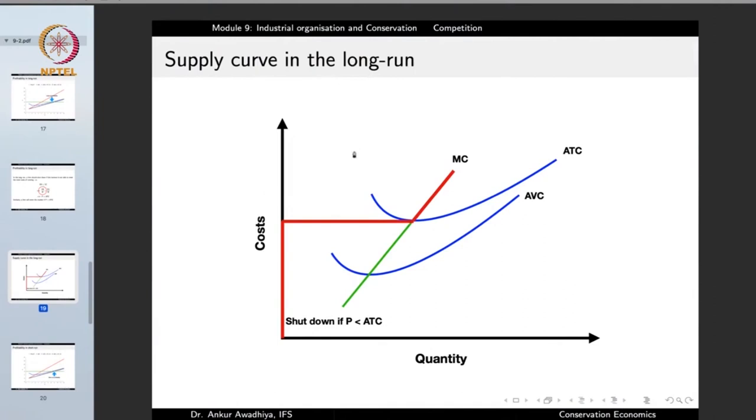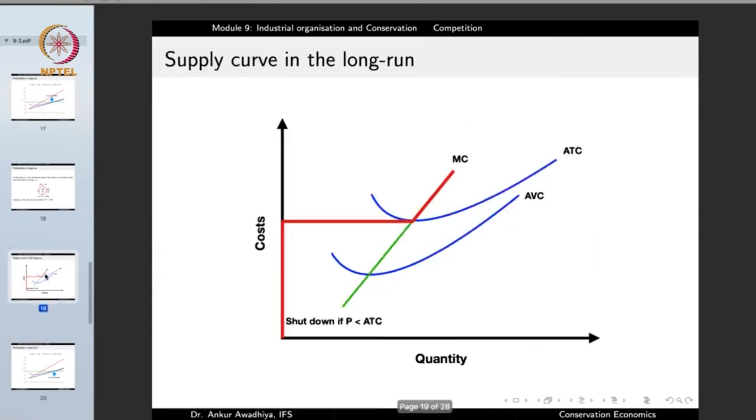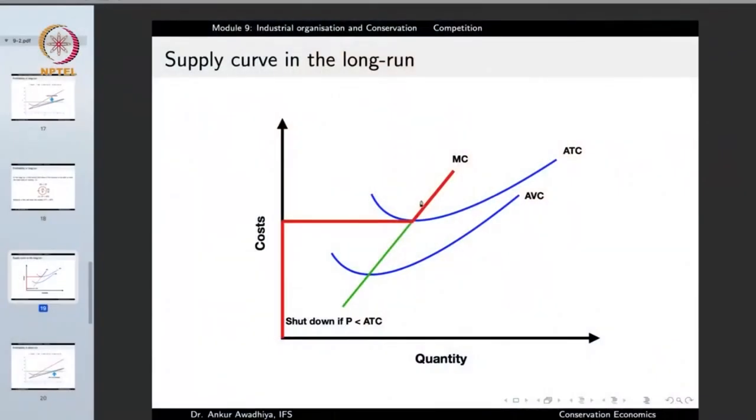if we drew the supply curve in the long run, we will see that this is the average total cost. And we saw that the average total cost decreases, then it increases. So the marginal cost curve will cut the ATC at this point, the point of the minima, which is what we have observed before. Now above the ATC, the MC curve, or the marginal cost curve, becomes the supply curve, because the supply curve is given by the cost of producing things. And so above this price, this is the supply curve.